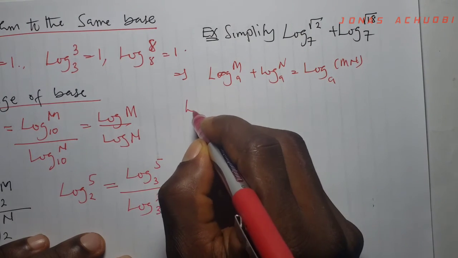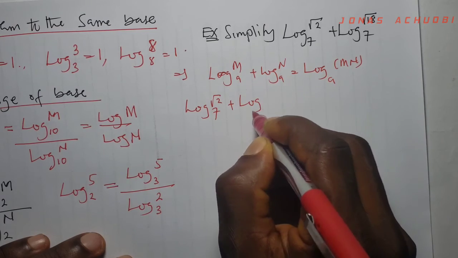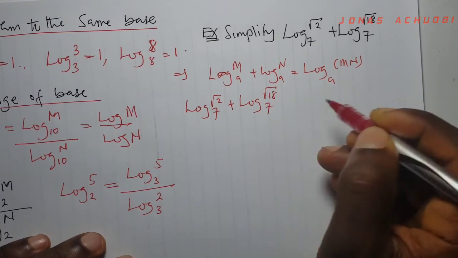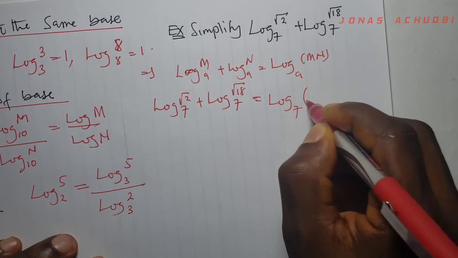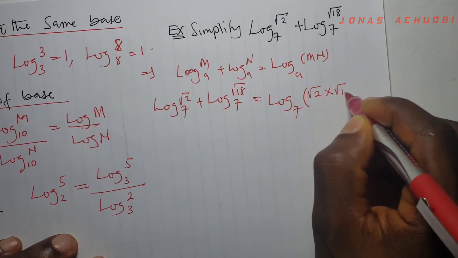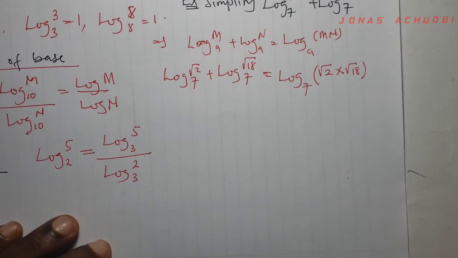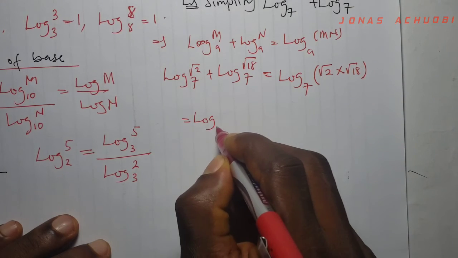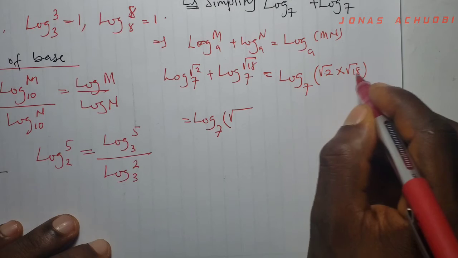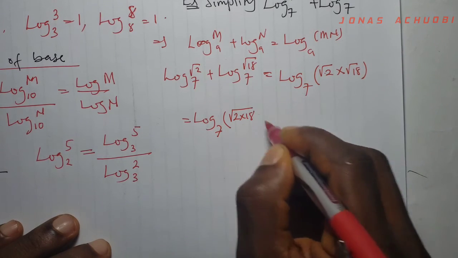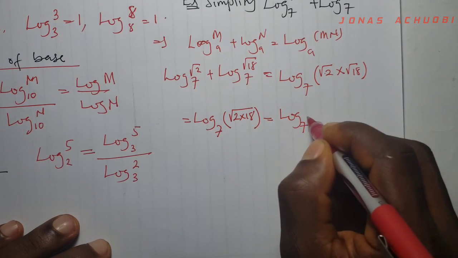So I want to write the log of root 2 base 7 plus the log of root 18 base 7 as the logarithm in base 7 of root 2 times root 18, by the first law of logarithms which we have already learned. So this becomes the logarithm in base 7 of root 2 times root 18. That gives us the logarithm in base 7 of root what?